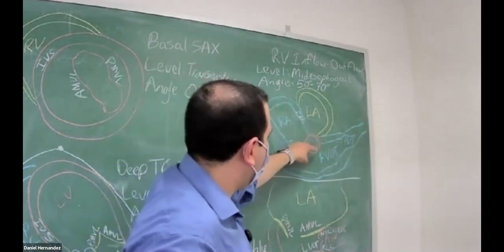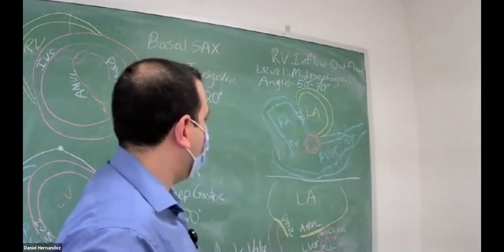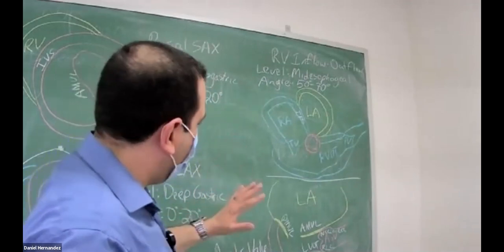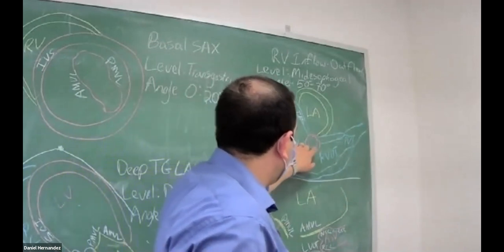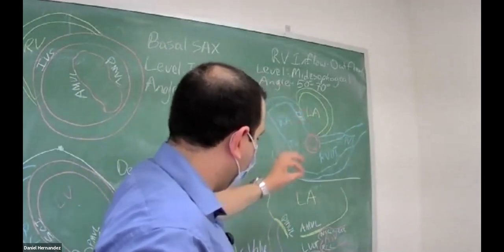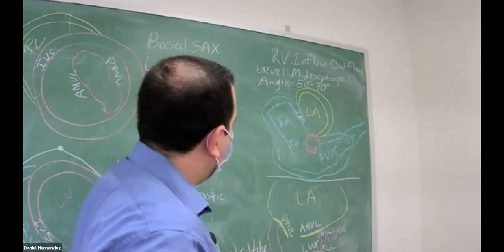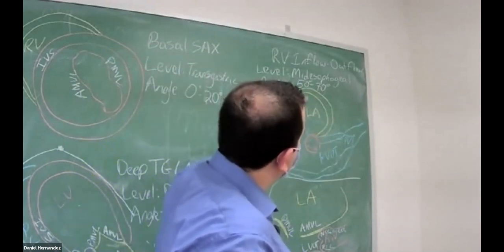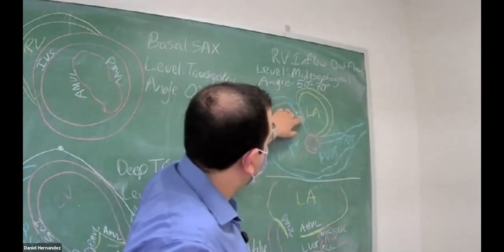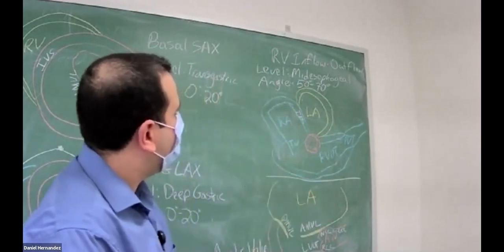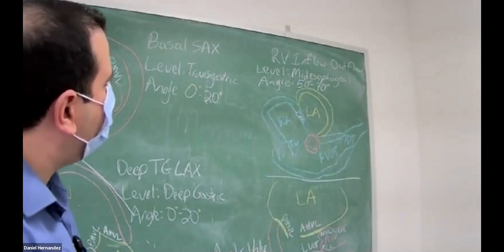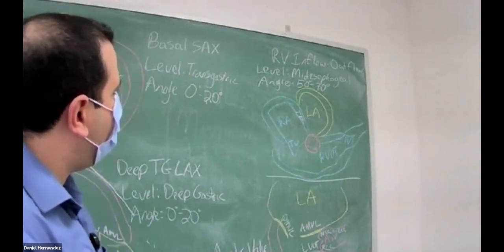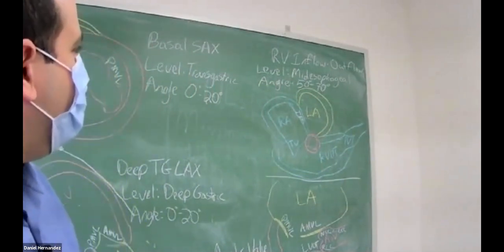In the center of that view, we have a transverse view of our aorta. It's almost at the aortic valve leaflet level, but you don't actually see the leaflet cusps. You also see a segment of the left atrium and the interatrial septum. This RV inflow outflow view is mid-esophageal, with an angle of 50 to 70 degrees.